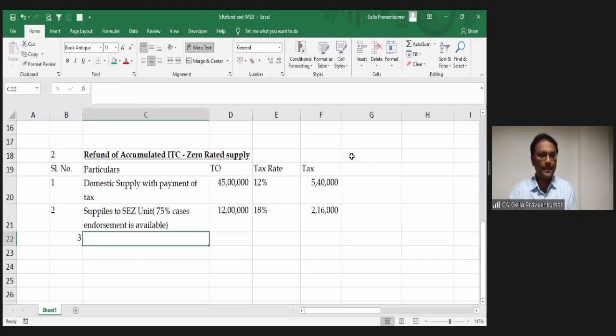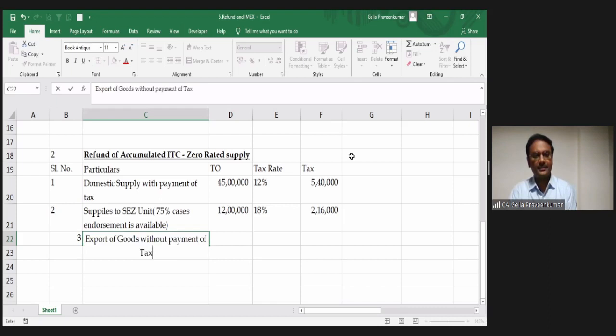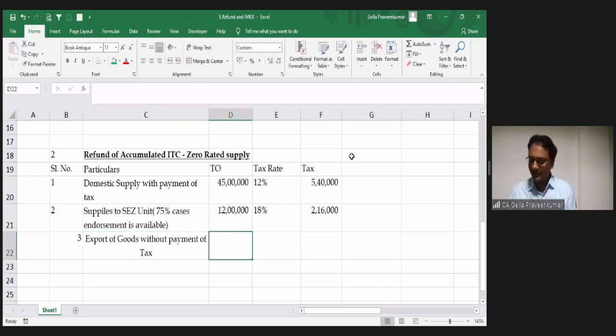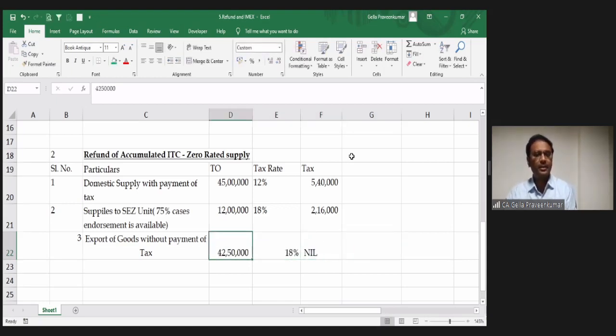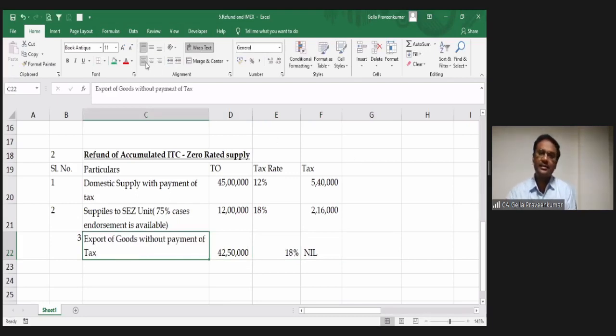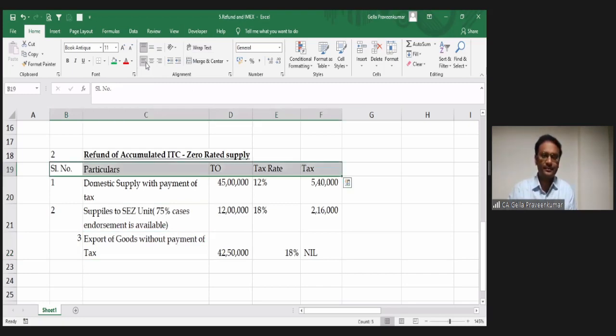Third category, export of goods without payment of tax. My export of goods is around 40 lakh or 42 lakh, I'll say 42 lakh 50,000. The rate of tax applicable is 18%, but I have not paid any tax. It is an export without payment of tax, right? So these are my transactions for a particular month.